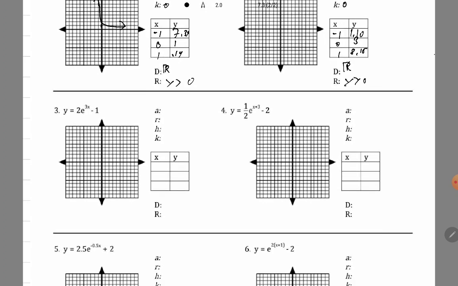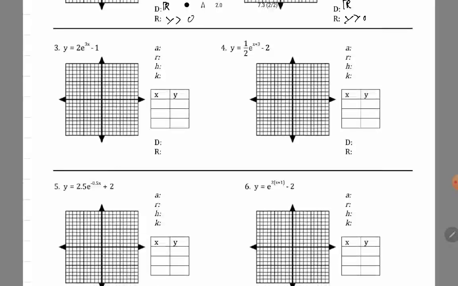So I don't want to give you too much. So I'm going to do 4 and 6, and then I'll have you do the rest.